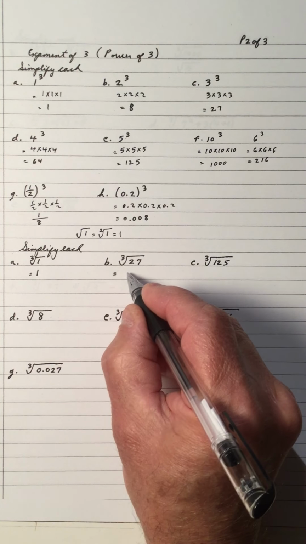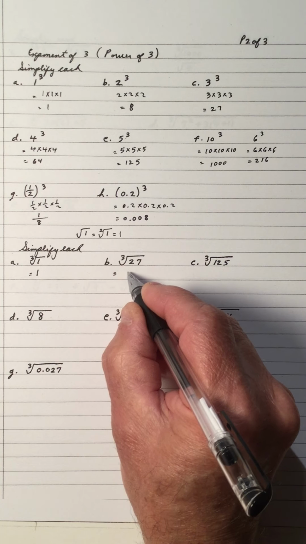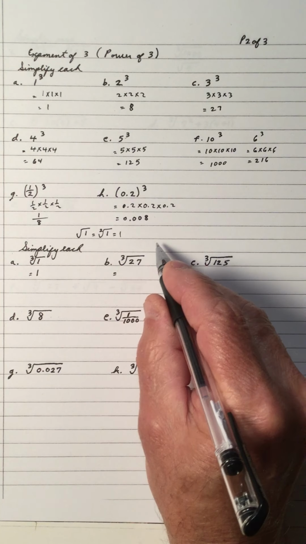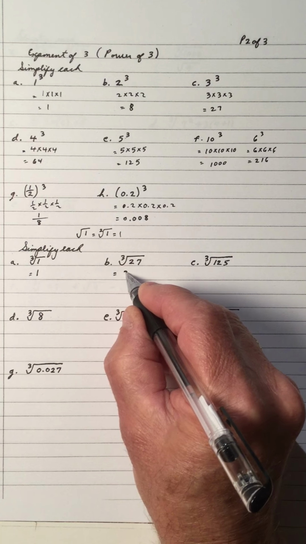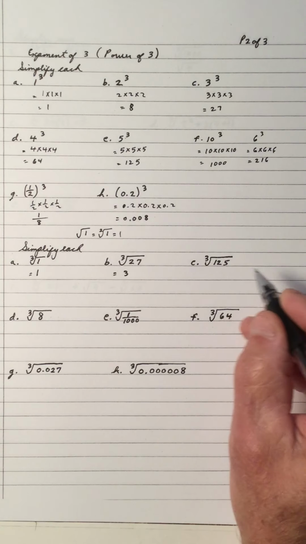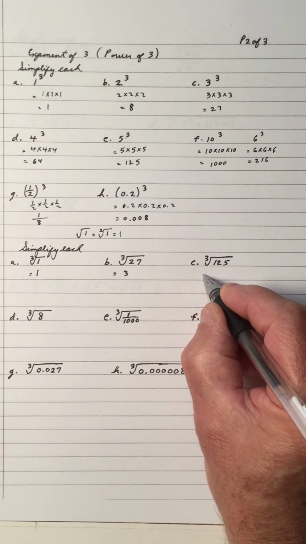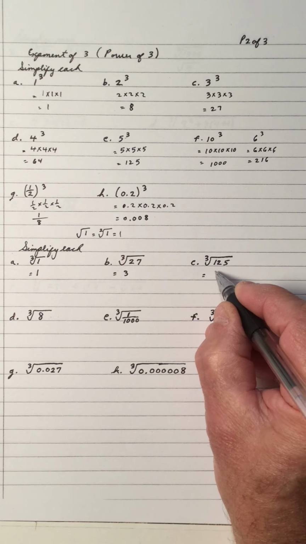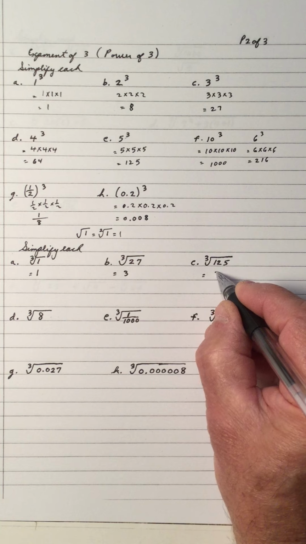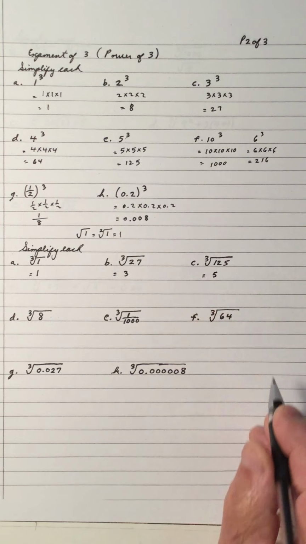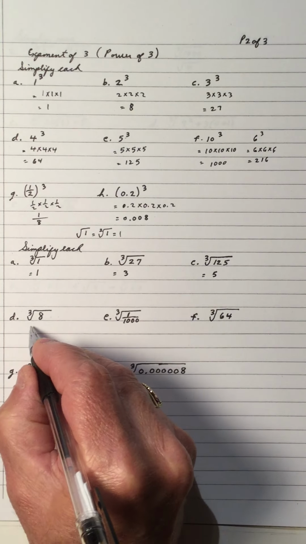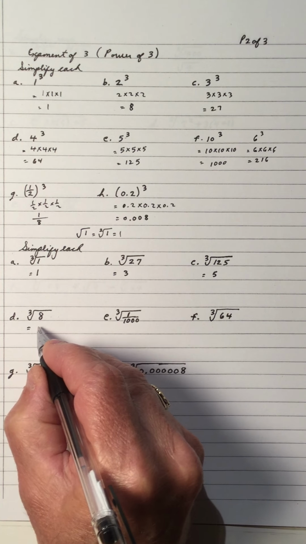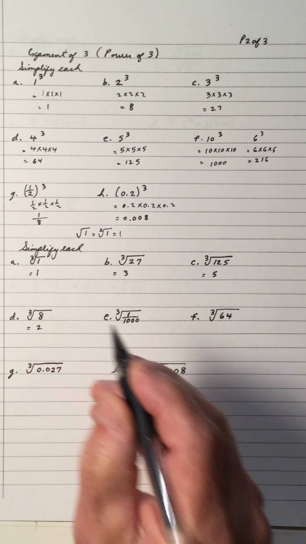This is the cube root of 27. So 27, what number multiplied by itself 3 times gives you 27? The answer is 3. The cube root of 125: what number cubed will give you 125 is 5, so the cube root of 125 is 5. The cube root of 8, 2 cubed is 8, so the cube root of 8 is 2.